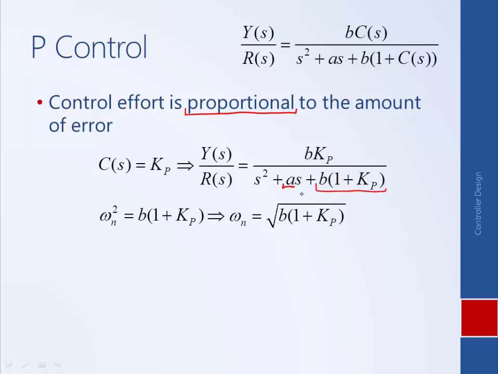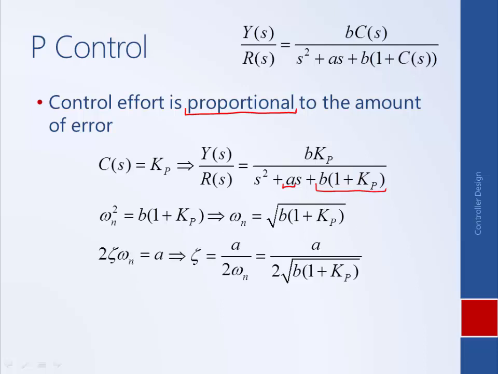And then looking at this coefficient, we have 2 zeta omega n is equal to a. If we solve for zeta, we can divide through by 2 and omega n, where we already have this expression for omega n. And we find that. So a few things to notice is that increasing Kp makes omega n larger. So you can sort of think of it as making the system stiffer. Increasing Kp also makes this quantity smaller, therefore it makes zeta smaller.